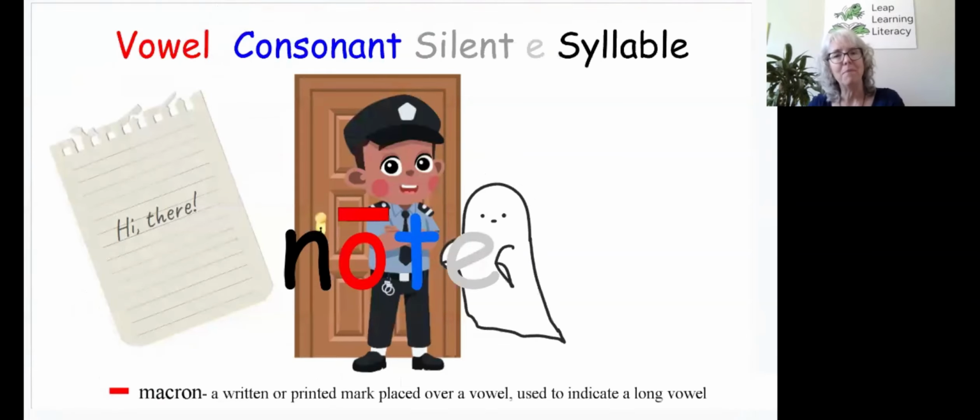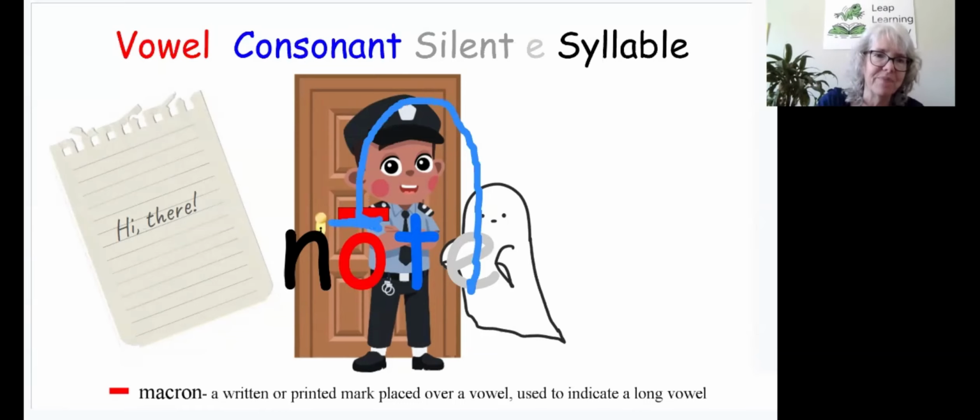Our next syllable type in the order that I teach is vowel consonant silent E. I call that silent E a ghost E because he is hiding behind the guard and he's silent like a ghost. He sneaks up behind the guard, bonks the vowel on the head. The vowel is so surprised it shouts its name, oh, as in the word note.